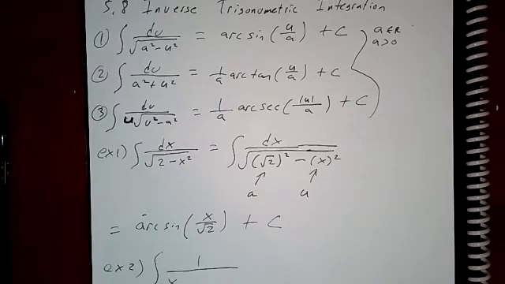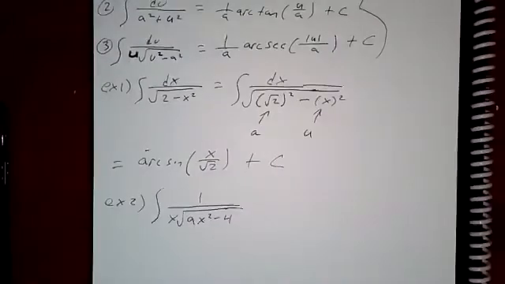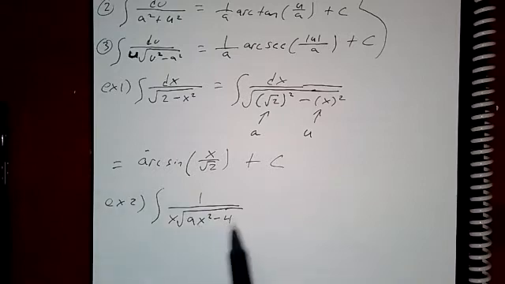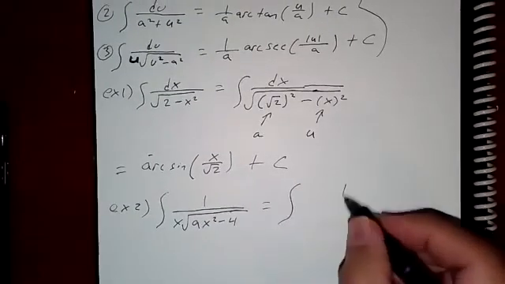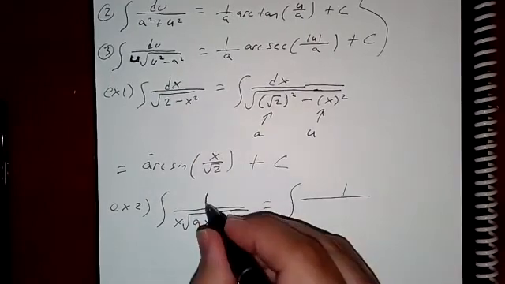Let's do another one. The square root of 9x squared minus 4. Which one does it look like? 1, 2, or 3? Yeah, it looks like 3. So I need to make this look like some variable squared and some number squared. So that will be, forgot to write dx up here.